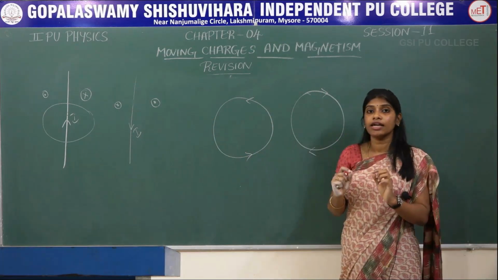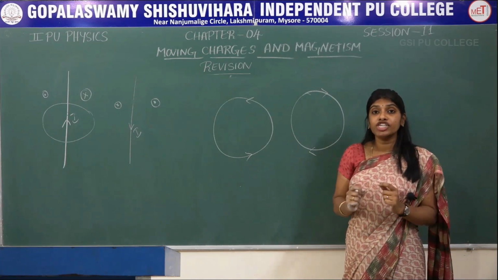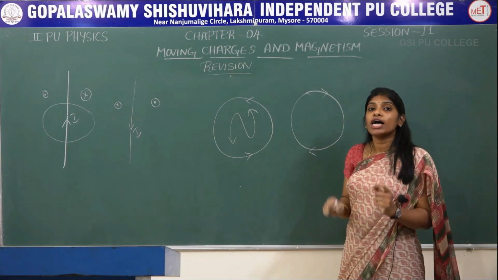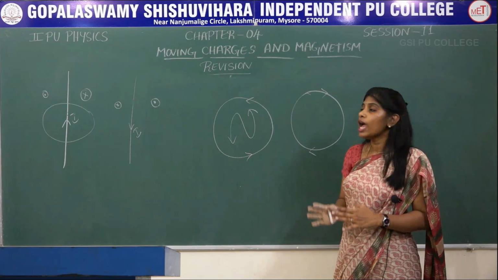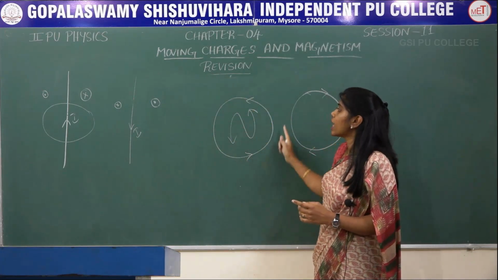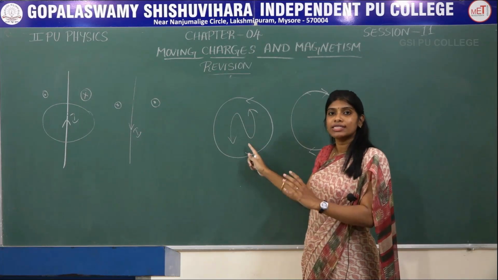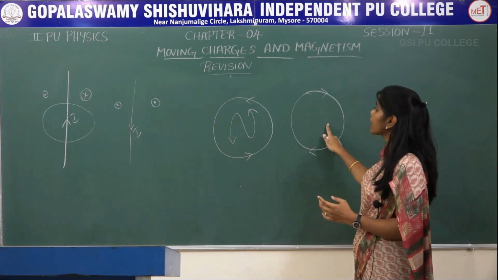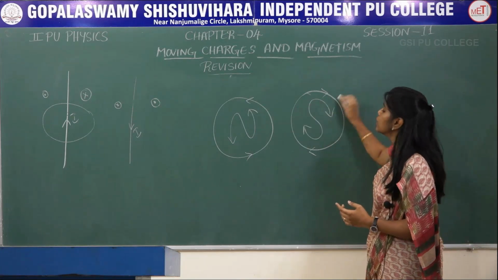The circular current carrying conductor acts as a magnet, and a magnet should have a dipole. So, a circular current loop is considered to be a dipole, and if the direction of the current is anti-clockwise, then we say that pole is north, and if the direction of the current is clockwise, then that pole is considered to be the south pole.